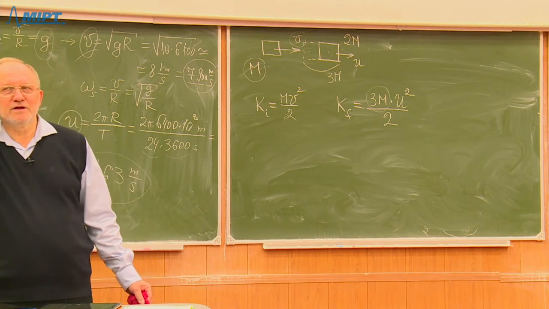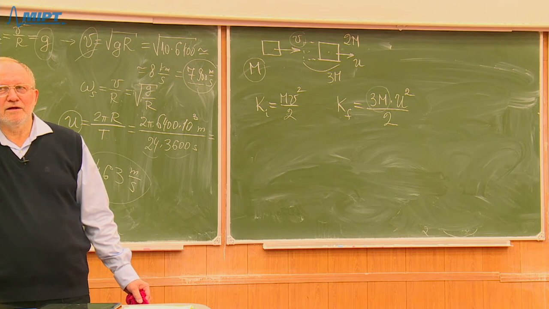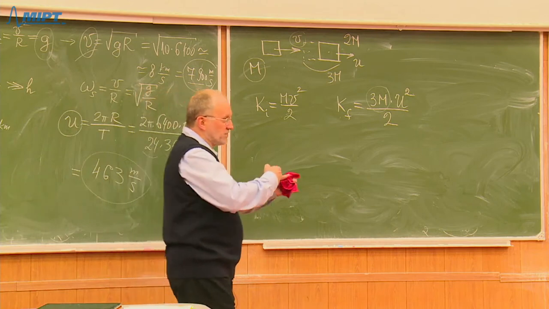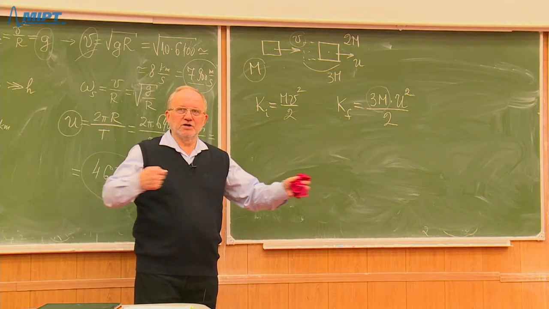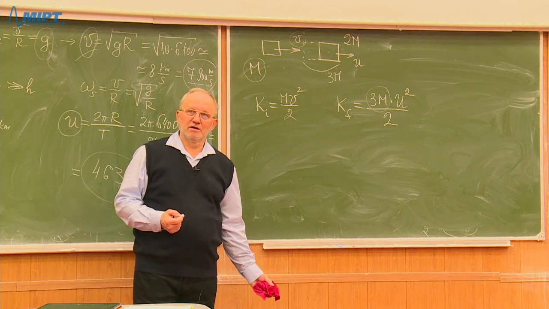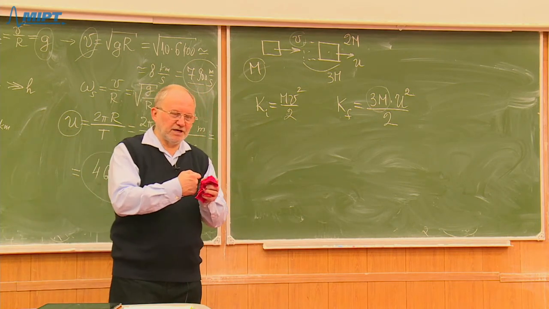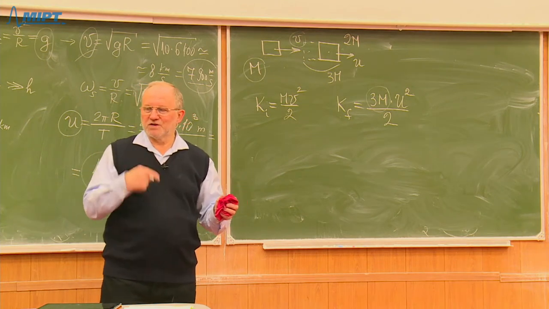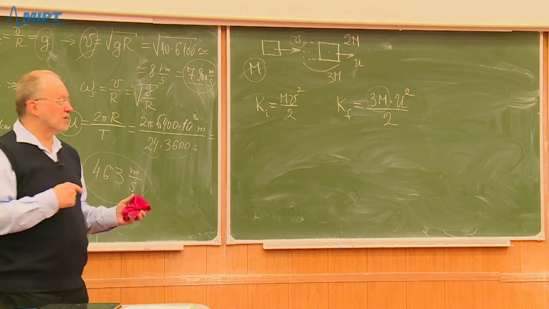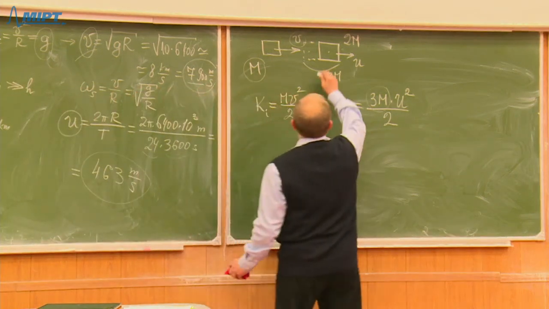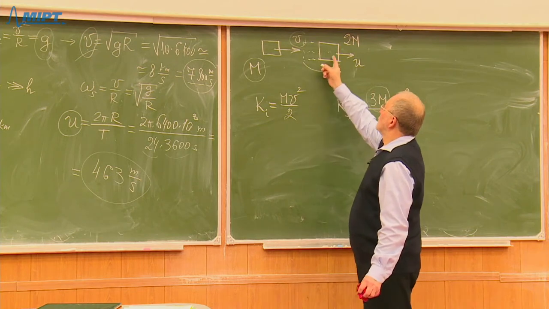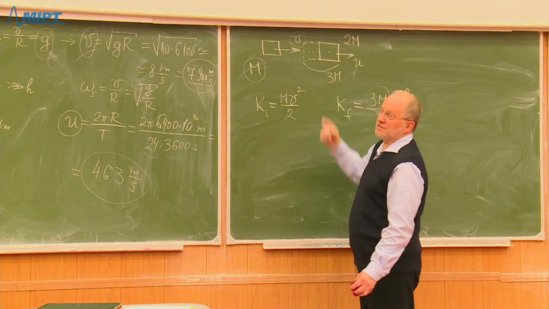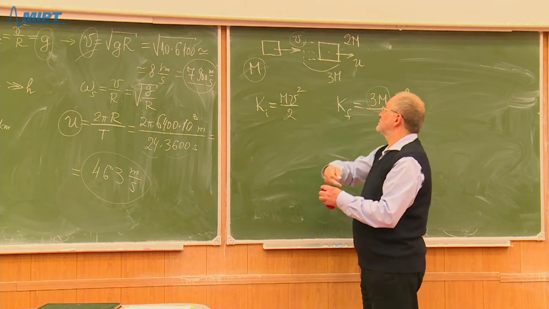Sorry, I don't hear you. For it to be completely inelastic, does it have to stick together? Yes, they have to stick together. If they don't stick together, if after collision they go away, if they go apart, that will not be inelastic. If they have some relative velocity after collision, then the collision will not be inelastic. Absolutely inelastic collision is when the two bodies don't move with respect to one another after the collision. That is, the relative velocity is zero. That is, they are at rest with respect to one another.